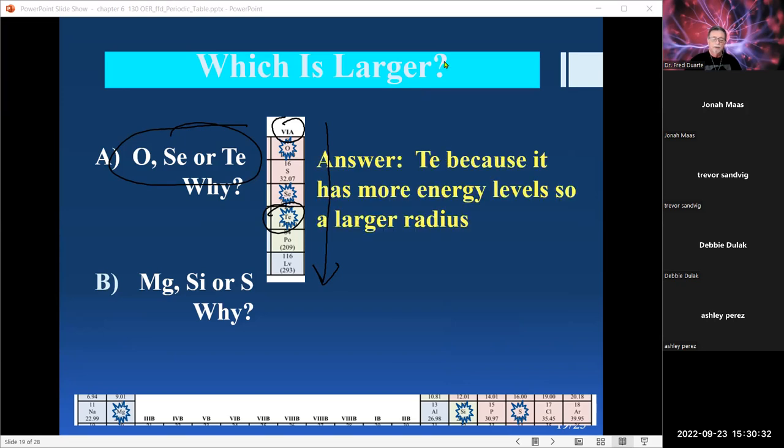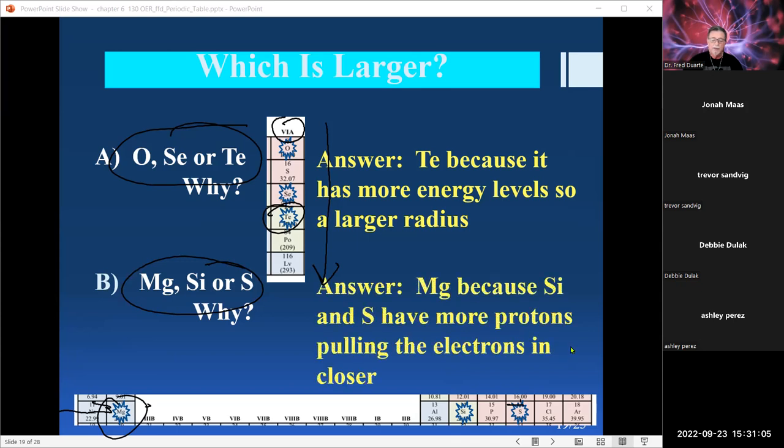Now, the next set is these three here. Again, we find them on the periodic table, and they happen to be in the same period. So we're going from left to right. Sulfur has a lot more protons than the other elements, a lot more electrons, so they have a greater nuclear force, resulting in those electrons being pulled in much more for sulfur. Much greater force, resulting in a smaller radius for sulfur. And magnesium and silicon are much bigger with respect to the radius.